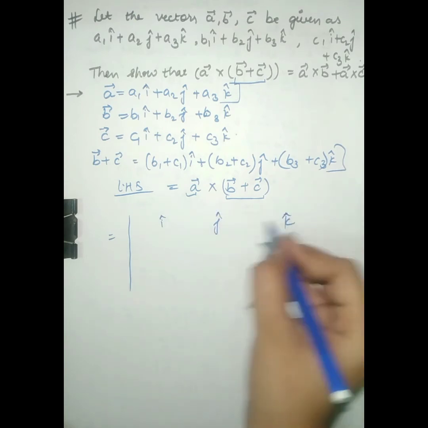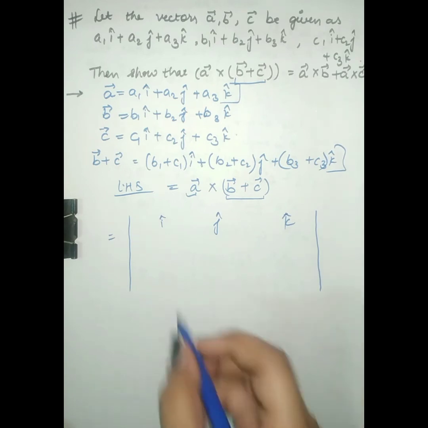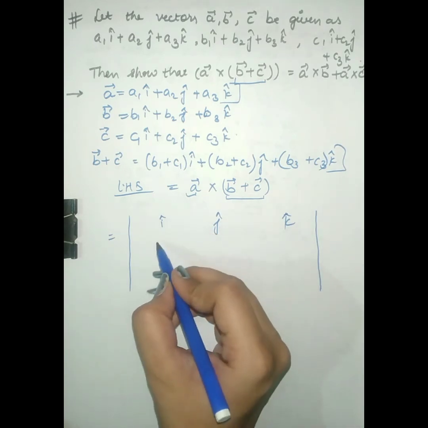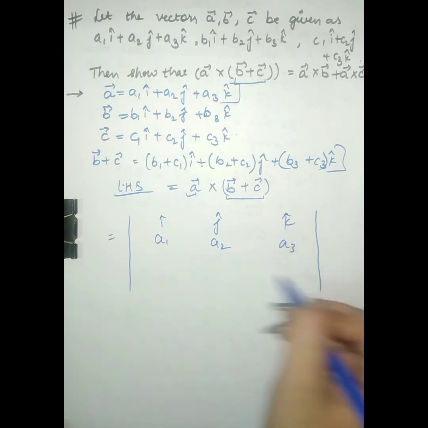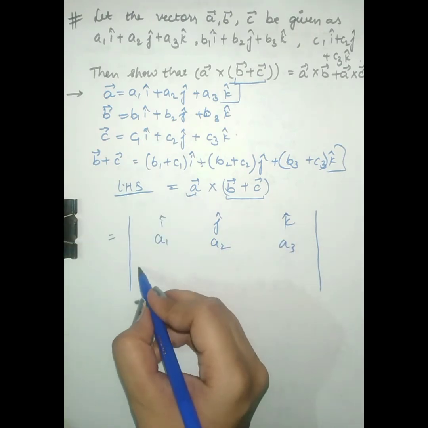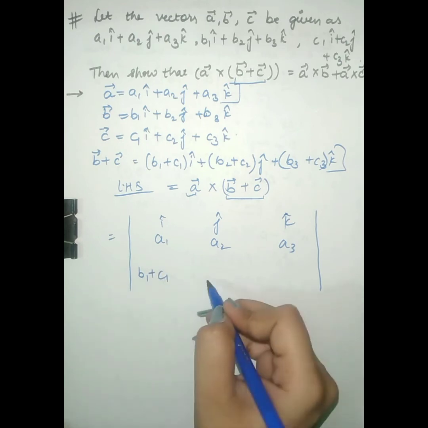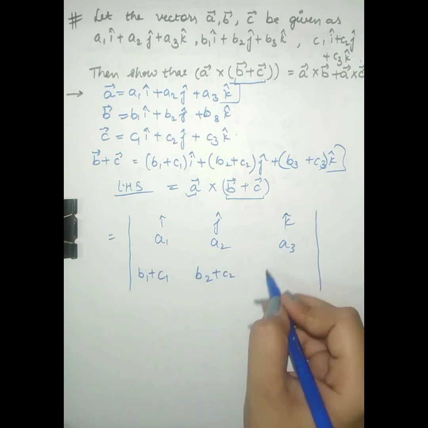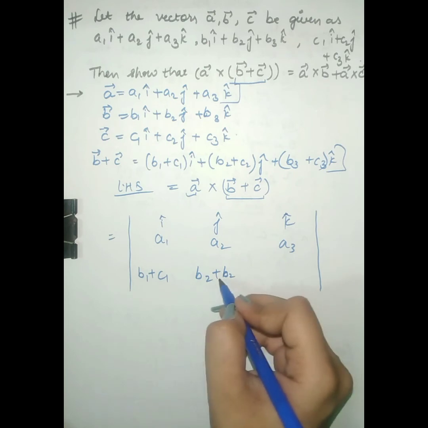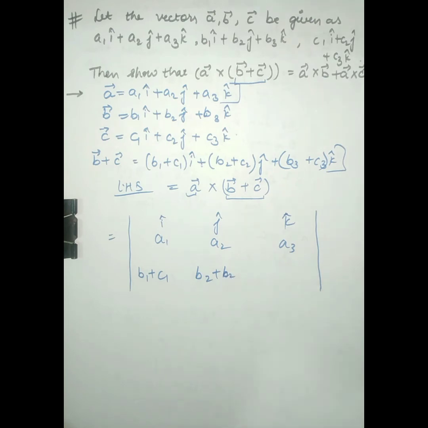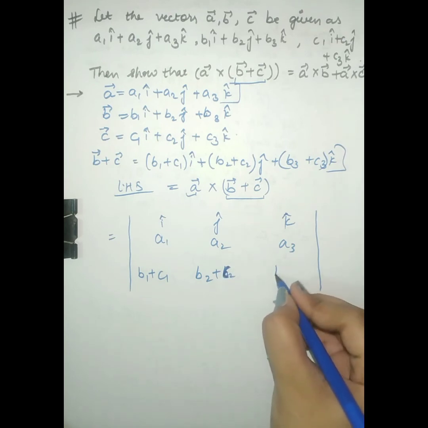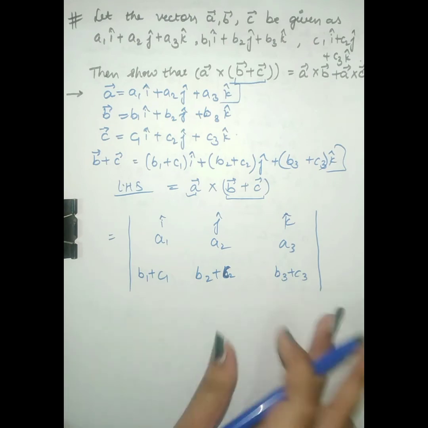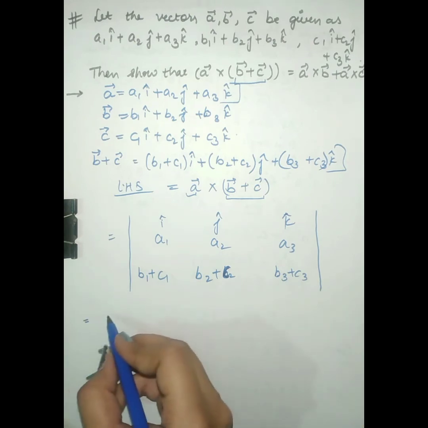We have to take these three caps, I cap, j cap and k cap, and we take the values of A vector, that means A1, A2, A3. Then here we will take the values of B vector plus C vector, which will be B1 plus C1, B2 plus C2, then there will be B3 plus C3. So now we have to solve this.